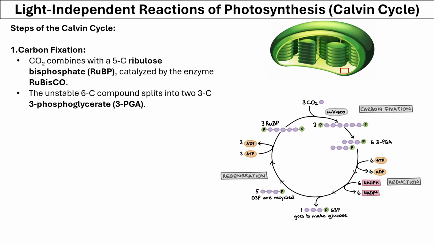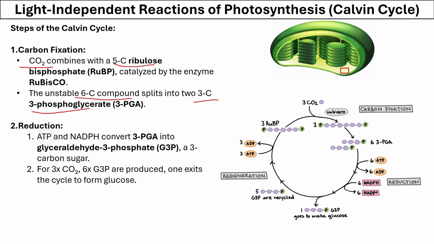So there are three main steps of Calvin cycle. The first step is fixing carbon dioxide. In this reaction, the 5-carbon compound ribulose bisphosphate combines with carbon dioxide and forms a 6-carbon compound, which is immediately broken into two 3-carbon compounds, which are 3-phosphoglycerate. The ATP and NADPH from light reaction convert 3-phosphoglycerate to glyceraldehyde 3-phosphate, which is a 3-carbon sugar.